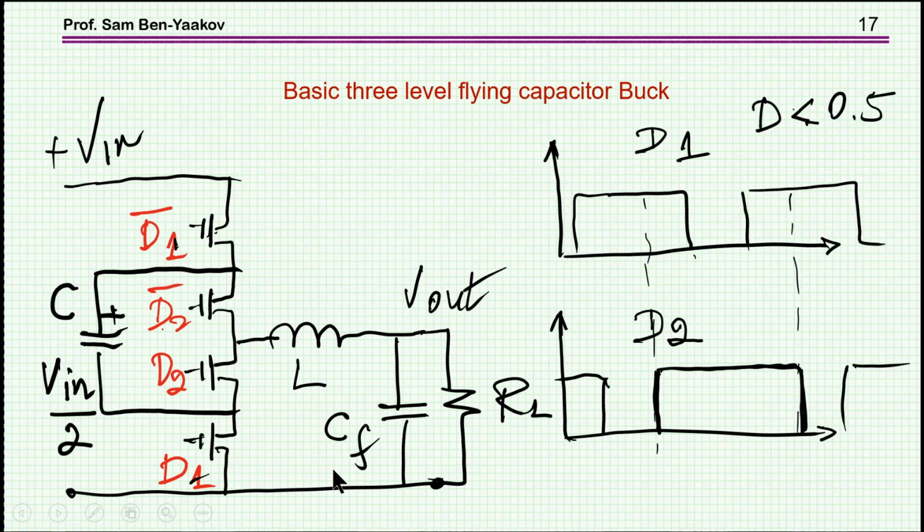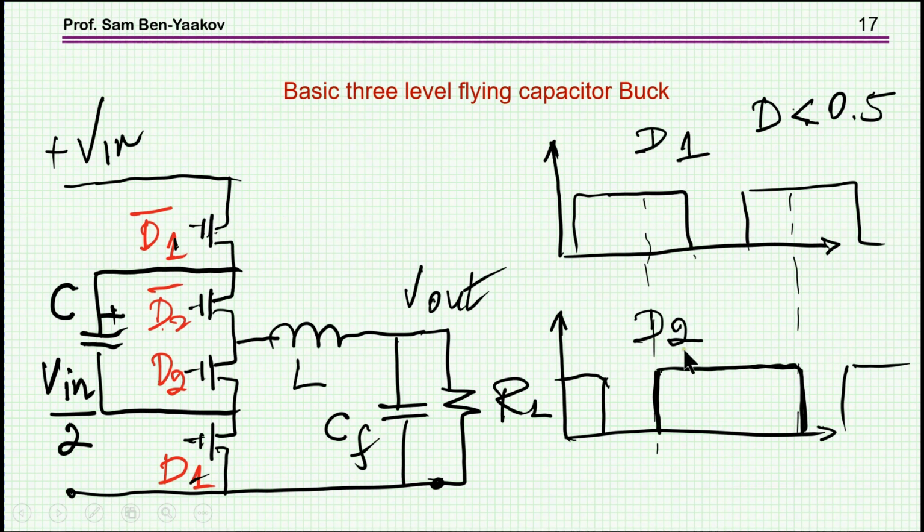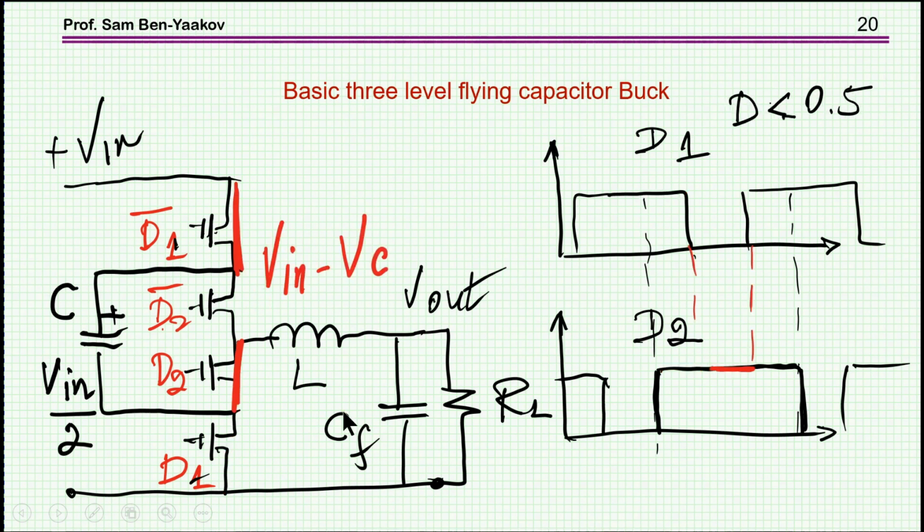So what about now the situation that we have D smaller than 0.5? Well, in this case, it turns out that you need a modulation scheme which is a bit different. You see the difference here from here. So we have an overlapping here. And again, let me go over it very quickly. When D1 is on, we see the capacitor voltage. When D1 and D2 are on, we see 0 in this case. And then we see V in minus the capacitor voltage.